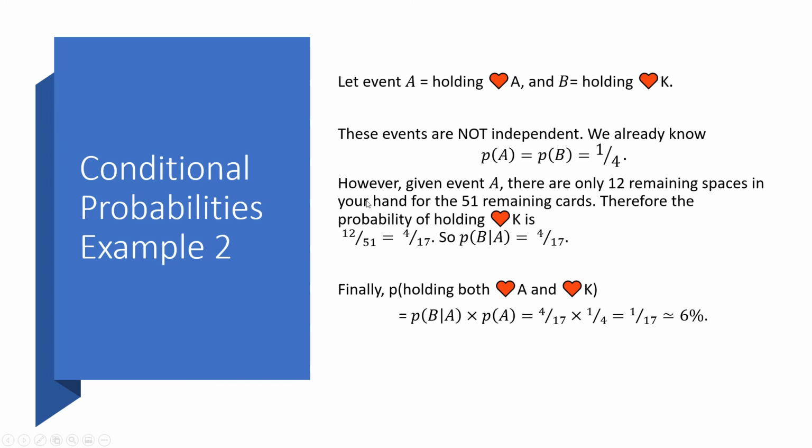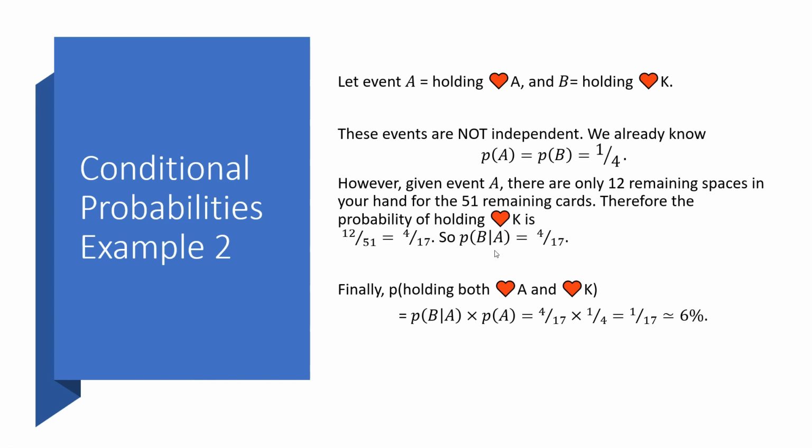So if I hold the ace of hearts, one of my 13 cards is the ace of hearts. I've only got 12 other cards out of the 51 of the cards. So I've got 12 out of 51. So therefore my probability of holding the king of hearts is 12 in 51, and I can cancel my fraction, divide by 3, 4 in 17. So the probability of holding the king of hearts, given I've got the ace, is 4 in 17.